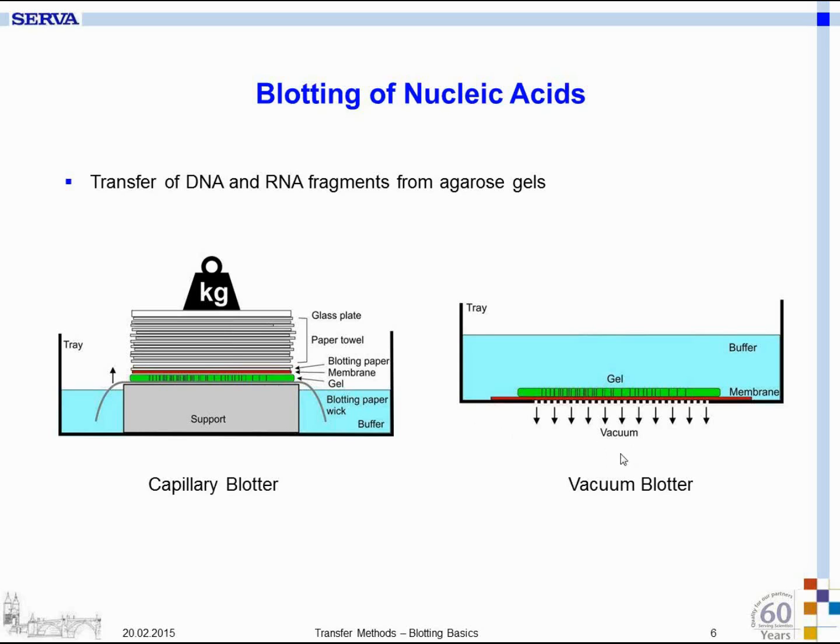The other way around is the vacuum blotter. You just have a buffer, a gel, and the membrane, and something like a microgrid, and then you suck the buffer with a vacuum pump, and this way you get a transfer of the molecules onto the blotting membrane.